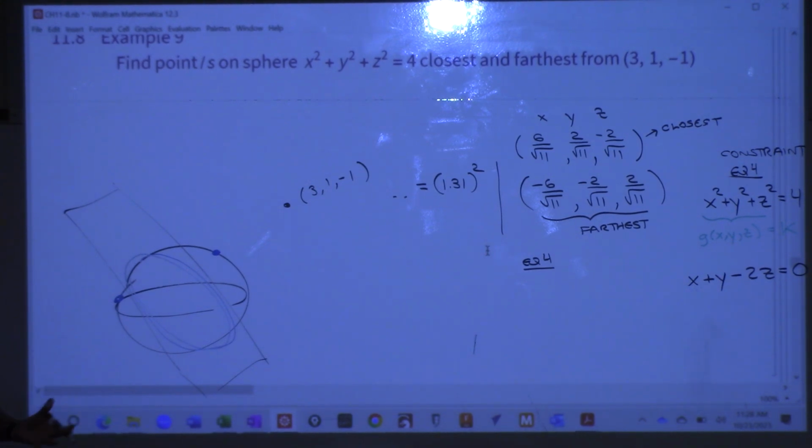So now, do you see that your answers are going to be different? Because you're not allowed to be everywhere on the sphere. You have to be at the intersection of those two.